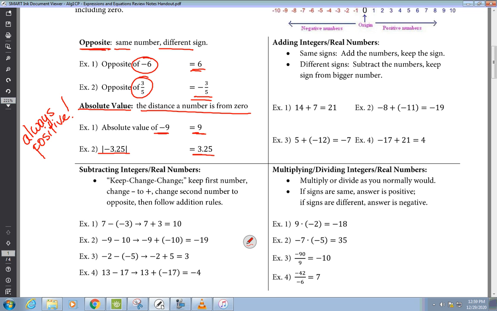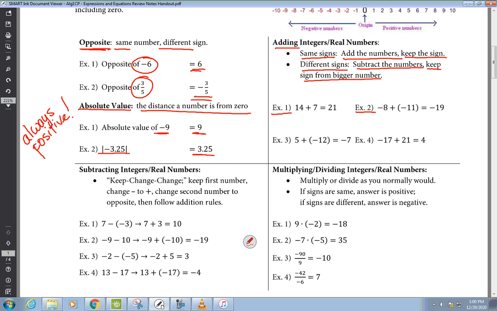Now, we go to adding integers. When you're adding integers, if the signs are the same, then you add the numbers, keep the sign. So examples 1 and 2 highlight that specifically. 14 plus 7, 21, you're adding 2 positive numbers. Negative 8 plus negative 11, negative 19, you're adding 2 negative numbers. If the signs are different, then you subtract the numbers and you keep the sign from the bigger number.